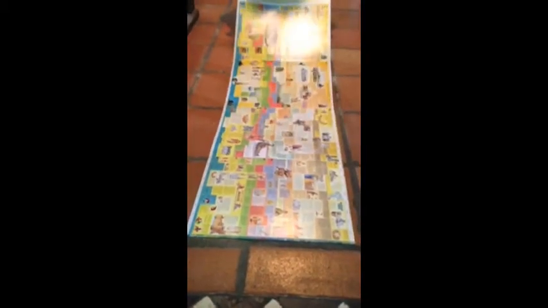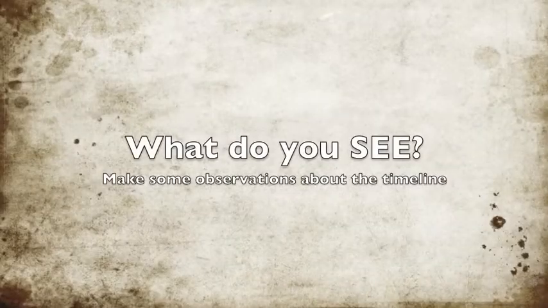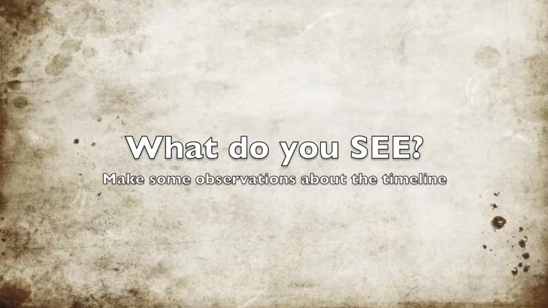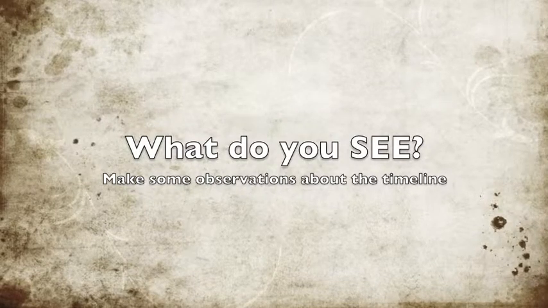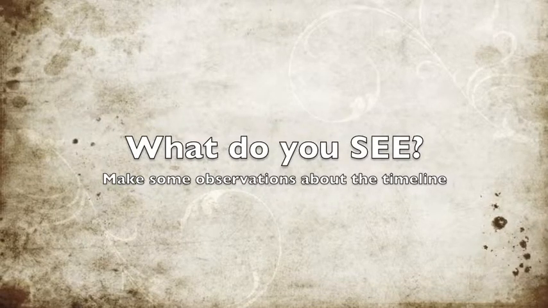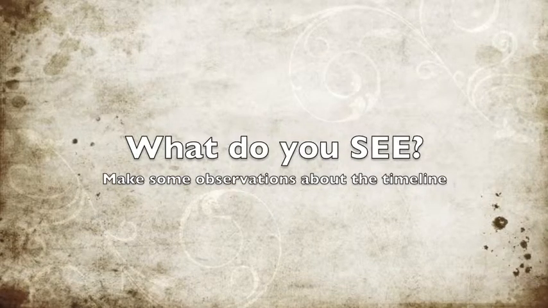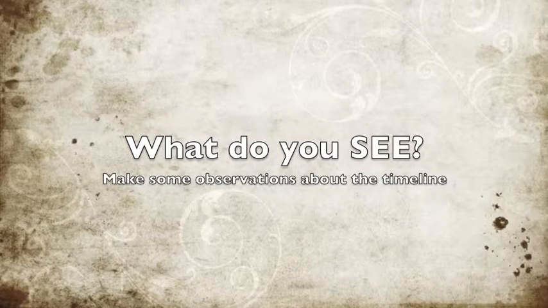Gather around the timeline and move around the edges, examining it closely. What do you see? What are you noticing about our timeline? How is this text different from other texts you've used in our classroom? Write down all the things you observe under the See column in the chart you just made in your notebook. Pause the video now to do that.